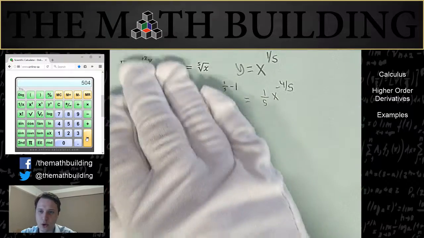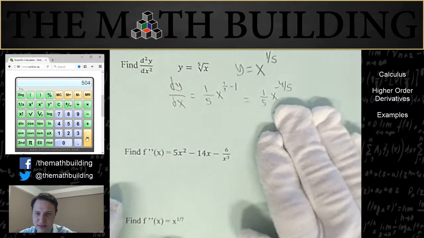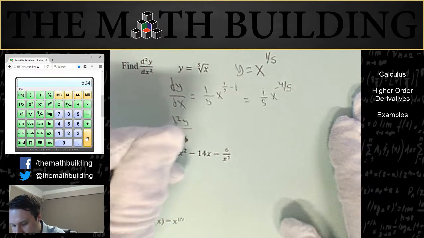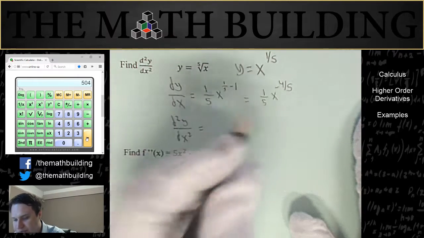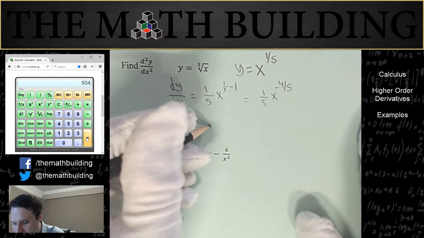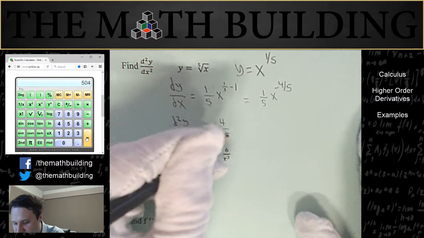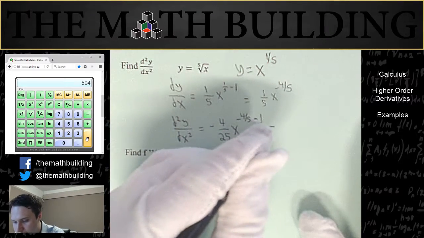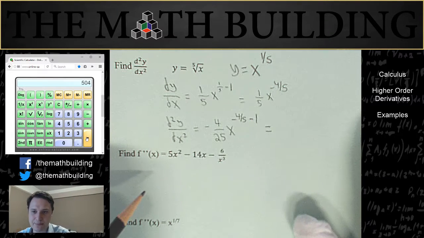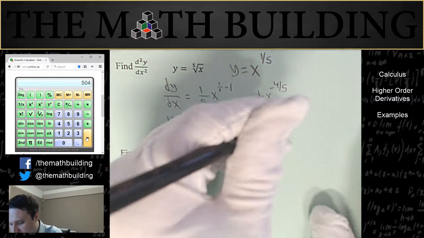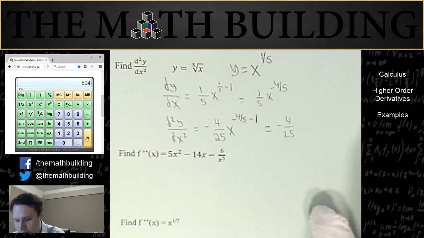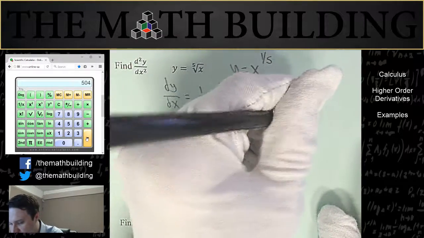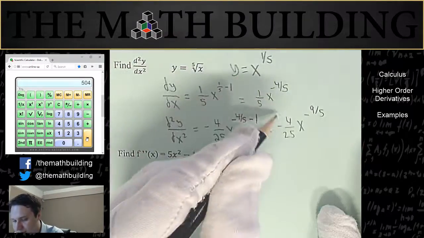So now we ignore everything previous, and we're only looking at this. Let's take the second derivative. Power rule: I bring this down and multiply. So negative 4/25 x to the negative 4/5 minus 1. Is that okay? And so that's going to equal negative 4/25. Again, that's minus 5/5, so it's going to be x to the negative 9/5. And that's the second derivative.